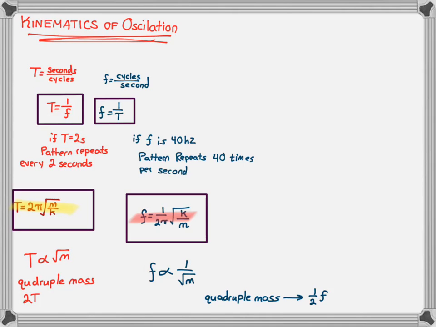Also, in retrospect, the period is proportional to the square root of the mass. If you quadruple the mass, you're going to end up having a period that is twice the original amount. Meaning it's going to take more time. The more mass you have, the more time it takes for the pattern to repeat.